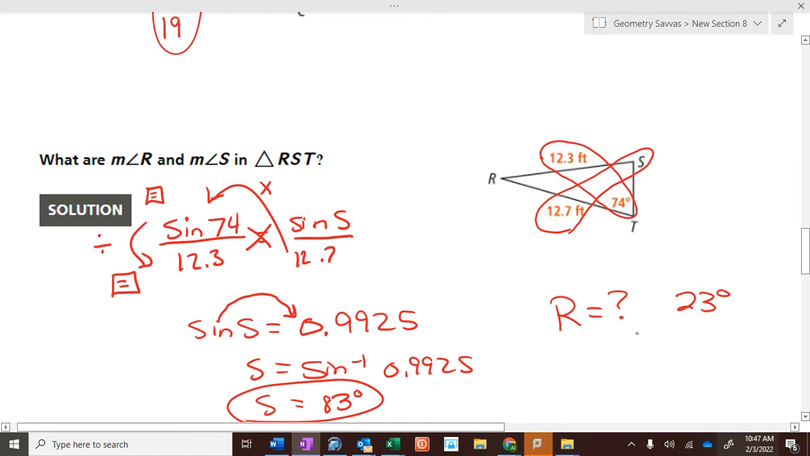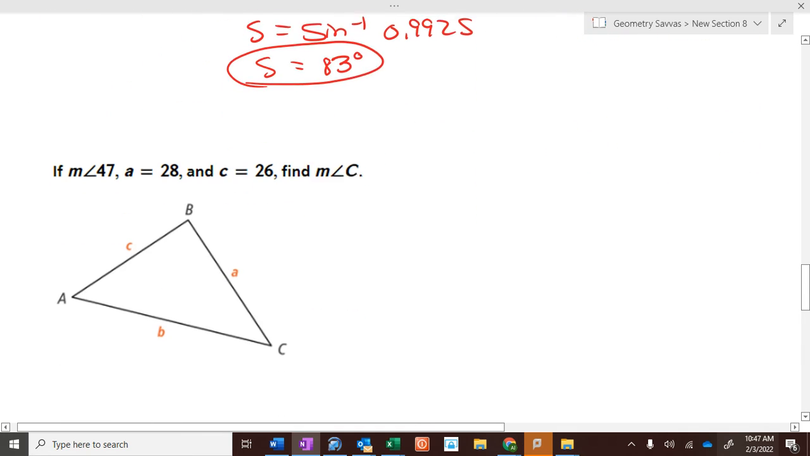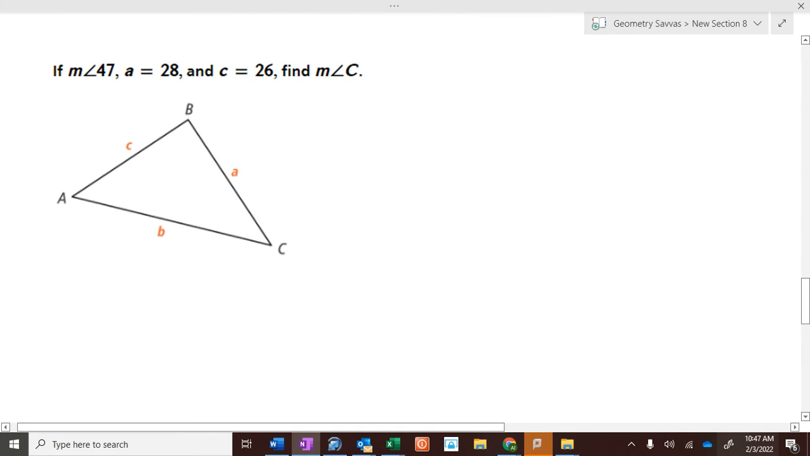23 degrees? Because 180 minus 74 minus 83. Okay. Measure of angle A is 47. Side A is 28. Side C is 26. How do we figure out angle C?